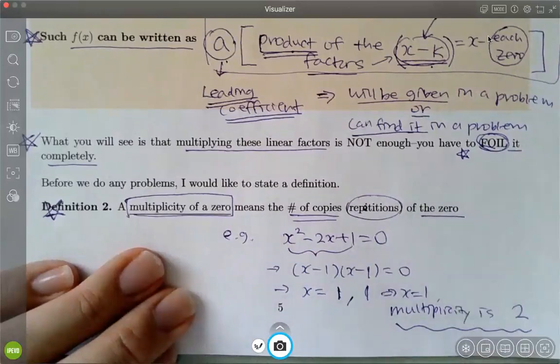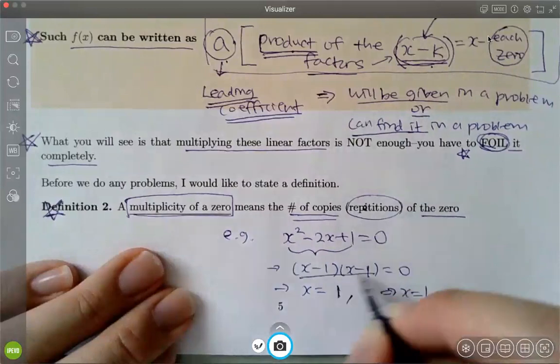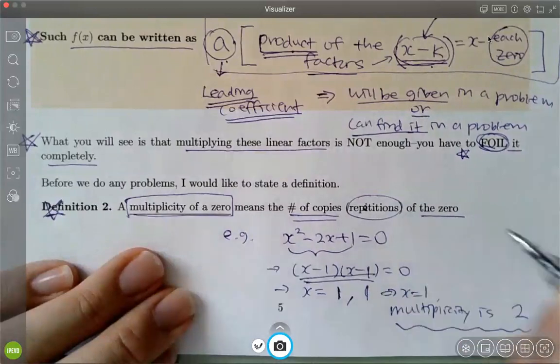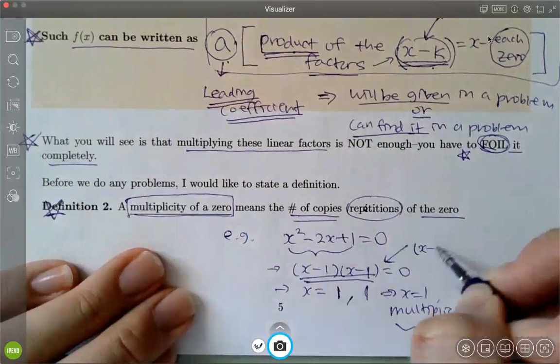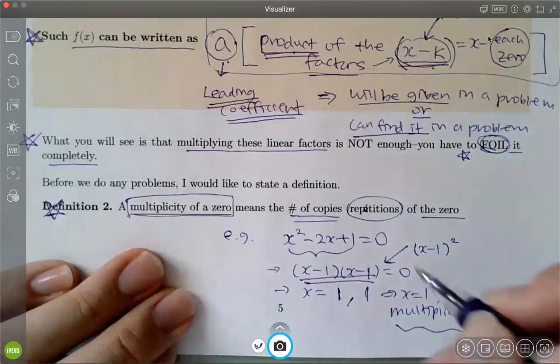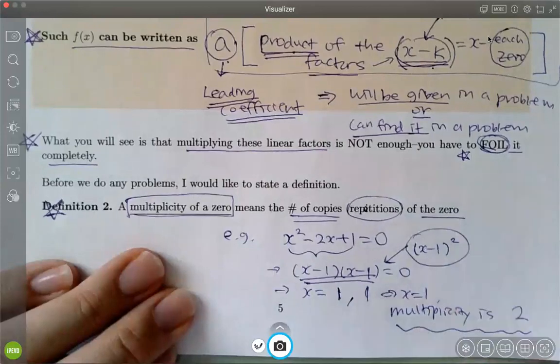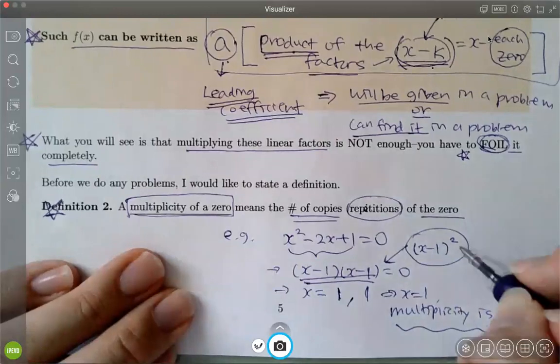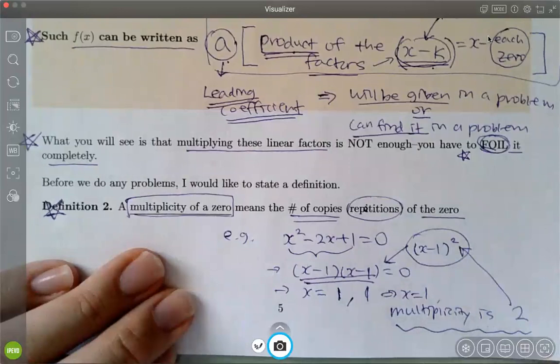Okay, now here, look at this x minus 1 times itself. You can rewrite this into x minus 1 quantity squared, right? Okay, now from this expression, can you deduce where you can find the multiplicity, which is equal to 2? So in other words, where do you see the 2? It's in the exponent, right? Okay, it's in the exponent.